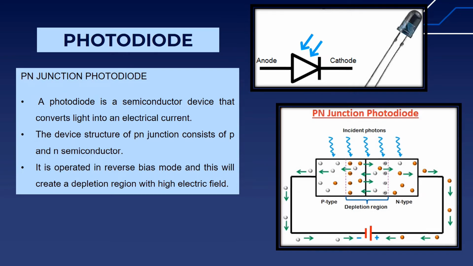Photodiodes are also specially designed to operate in reverse bias condition. Reverse bias means that the P side of the photodiode is connected to the negative terminal of the battery and the N side is connected to the positive terminal of the battery.